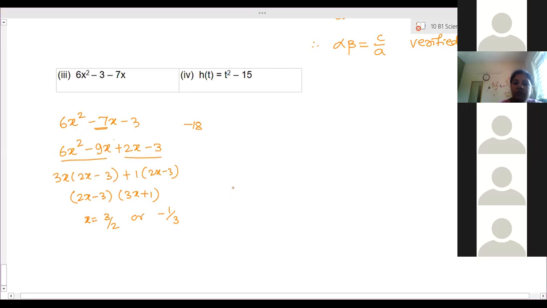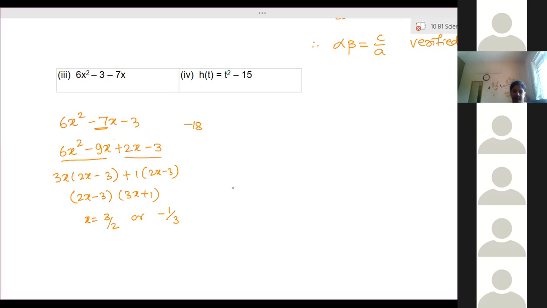I got 3 by 2 or minus 1 by 3. I got minus 3 by 2 or 1 by 3. Hope you'll get it. Check. Yes, ma'am, even I got 1 by 3 and 3 by 2. How is it possible? See, 7's sign is minus, so 9's sign should be minus. Oh, yeah, I took 9's sign as plus. Sorry, ma'am.